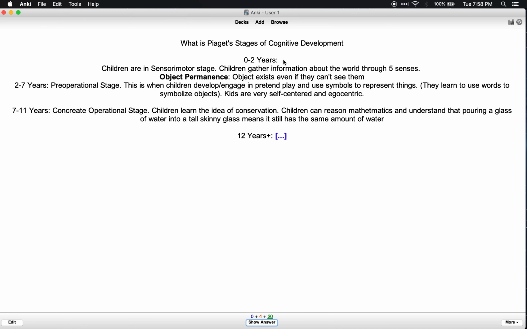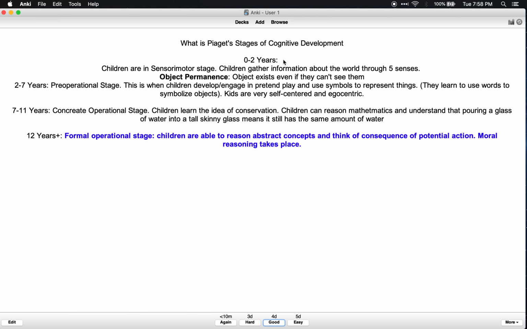12 plus years, the formal operational stage. This is where children are able to think about the consequences of actions, reason more, and understand abstract concepts. Formal, not stable.